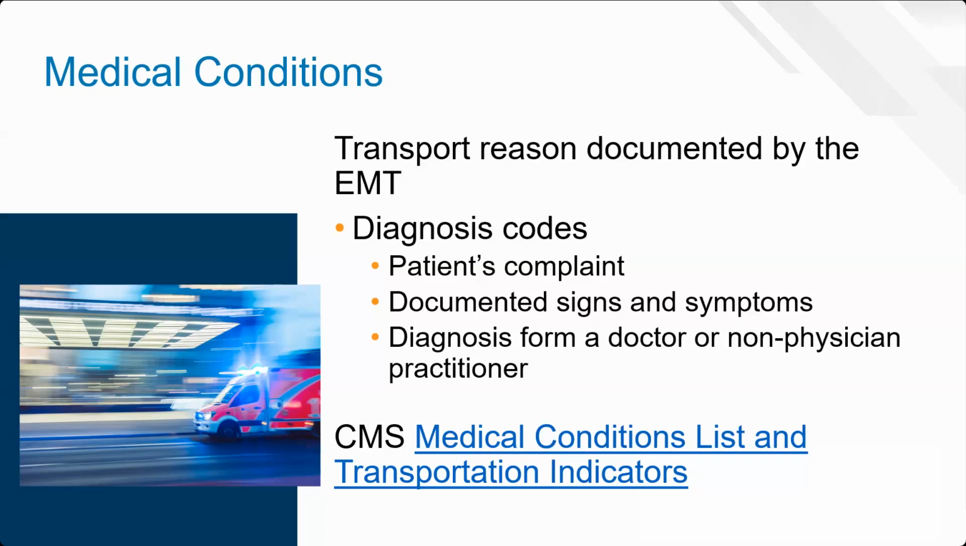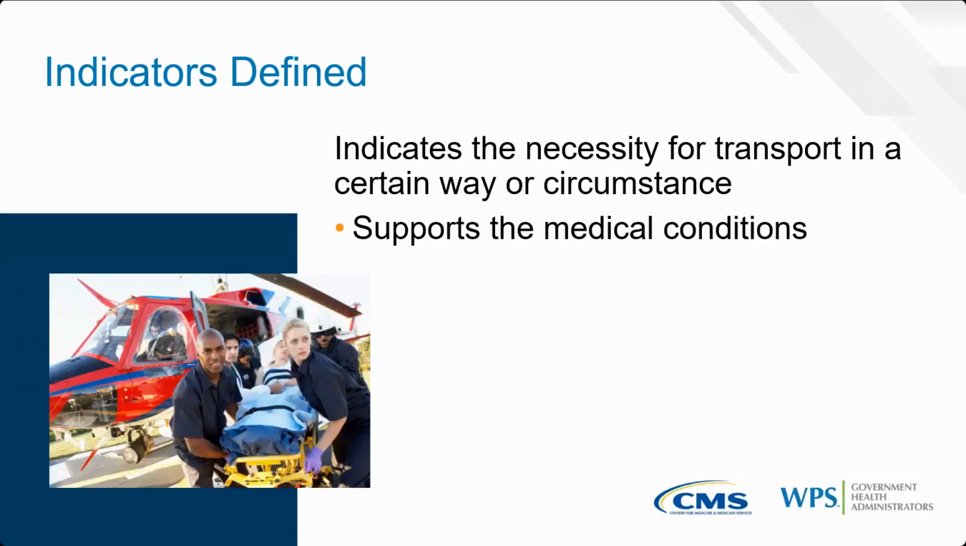So when we look at these medical conditions and we're looking at the condition code list, that's what we're going to talk about today. How else can we help support the diagnosis code? And we'll talk more about that. Okay. The next question was pretty basic, so I built this slide in to answer it. It was, what's this condition indicator? What is it? It's defined as a 2-character code that identifies the necessity for transport in a certain way or in certain circumstances.